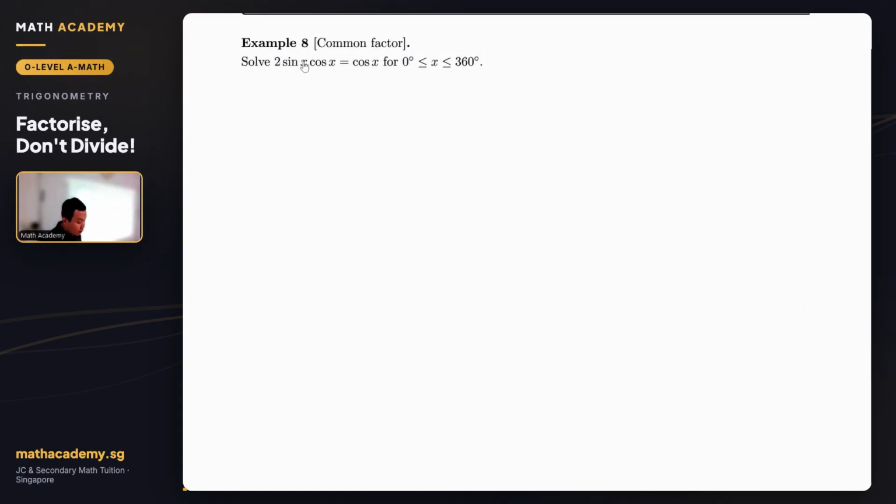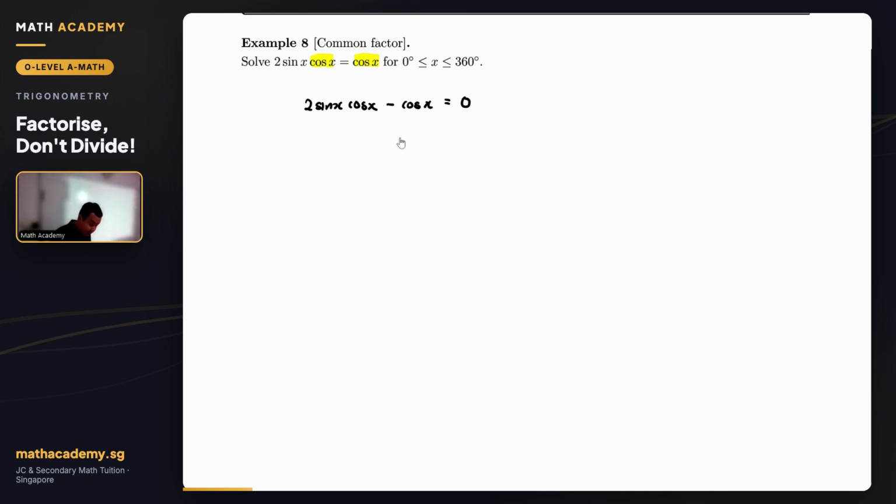Let's continue to example 8 below. So in example 8, let's solve this together. I see that there is a common factor of cosine x appearing on both sides. What should we do? Don't divide, always move everything to one side. So I'm going to move all my terms to the left-hand side of the equation, equals to 0.